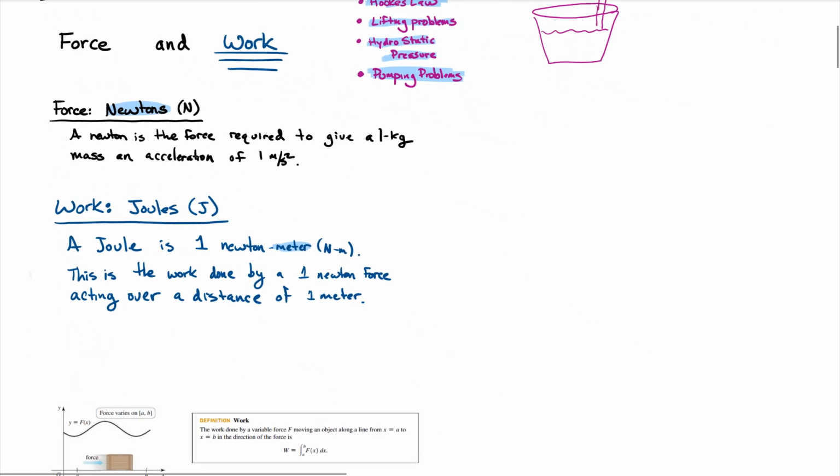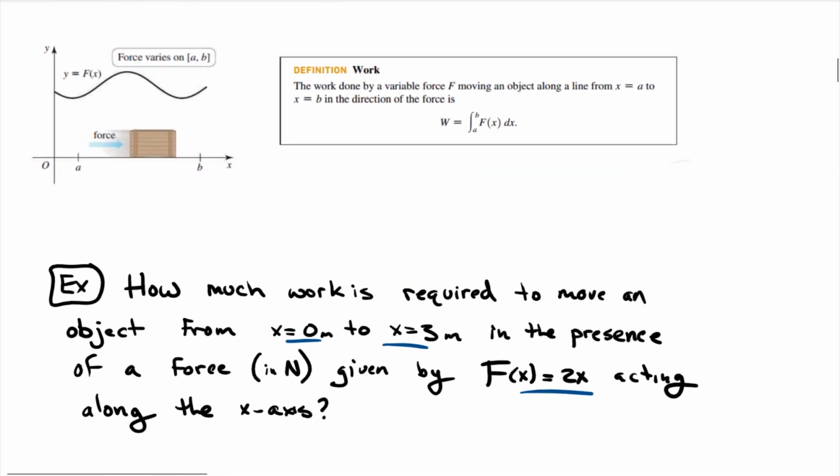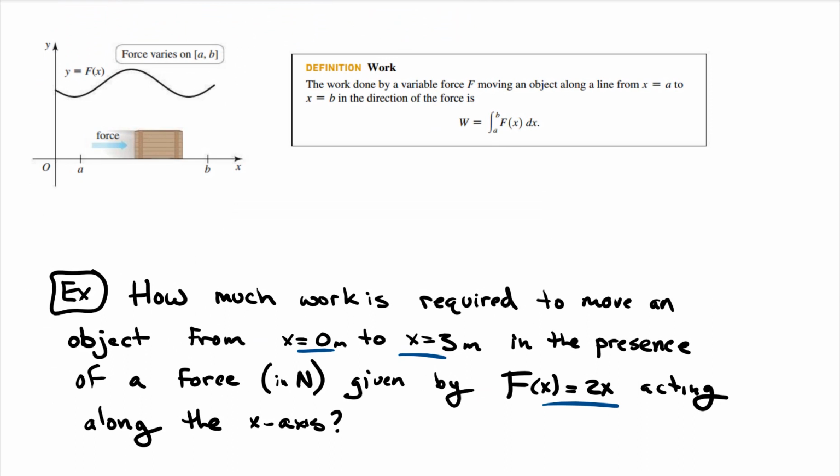So let's start to see something. Here's our definition. We're going to see an example too. So there was what I was describing here. So maybe the force changes. Maybe it takes a different type of force. Maybe it takes more.